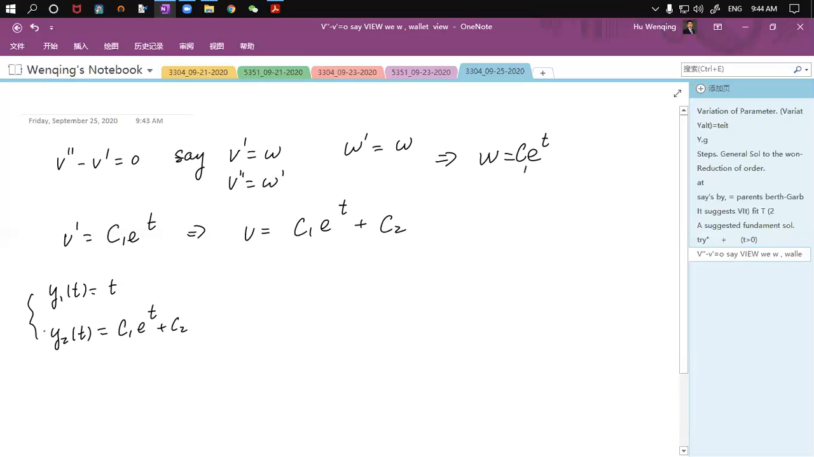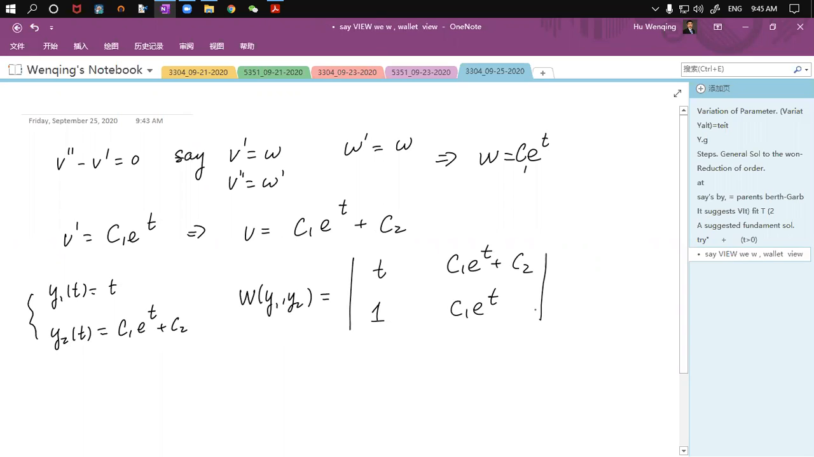But this is not enough. As we said, you have to check the Wronskian. So remember, this is a very important step that you should never miss. It doesn't mean that once you find the c1, c2 combination, you're done. You're not done because you want to calculate the Wronskian. So that's t, c1 e power t plus c2, and your derivative is 1, c1 e power t. So that's going to be your derivative, right?